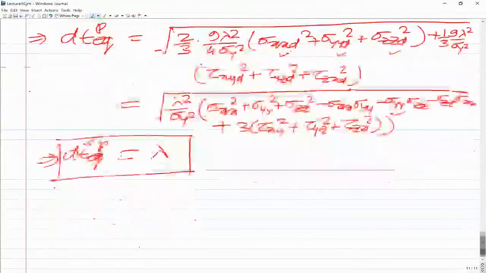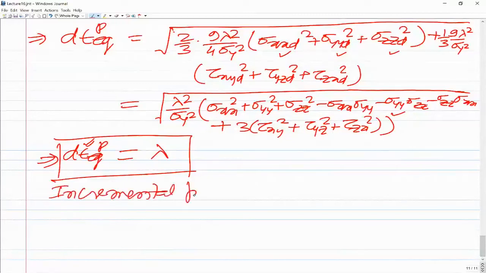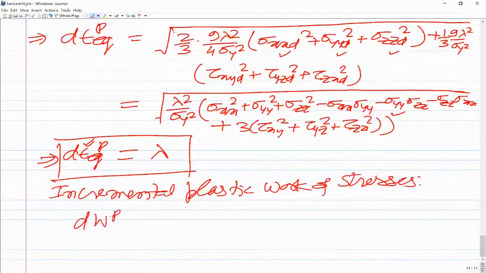Then the last thing I want to discuss in another couple of minutes is the incremental plastic work of stresses. So by definition we know that d of wp is equal to sigma transpose into d of epsilon p. We have already talked about this.